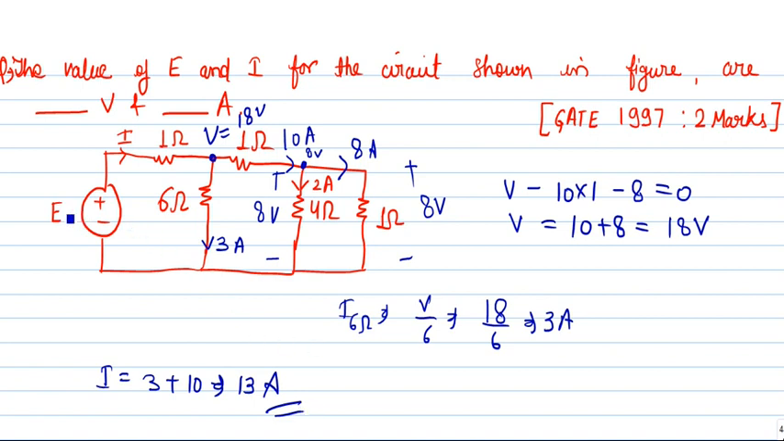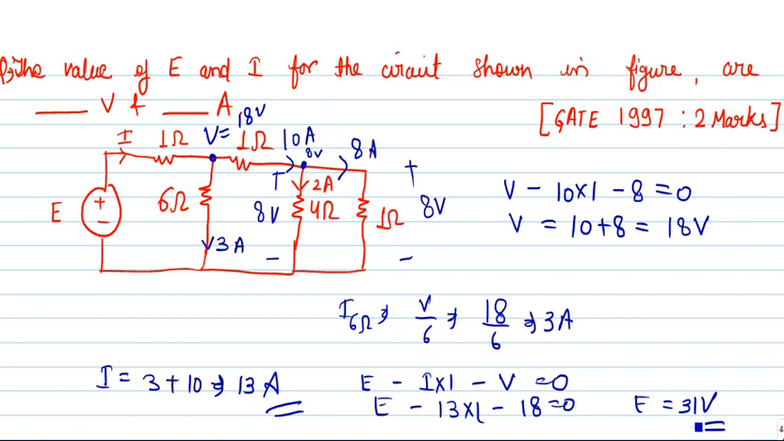And now we have to find the value of E. Here we have a voltage of 18 volt. So applying KVL here gives E minus I into 1 minus V equals 0. So E minus 13 into 1 minus 18 equals 0. So E will be 31 volt. So this is the answer for this question: I equals 13 ampere and E equals 31 volt.